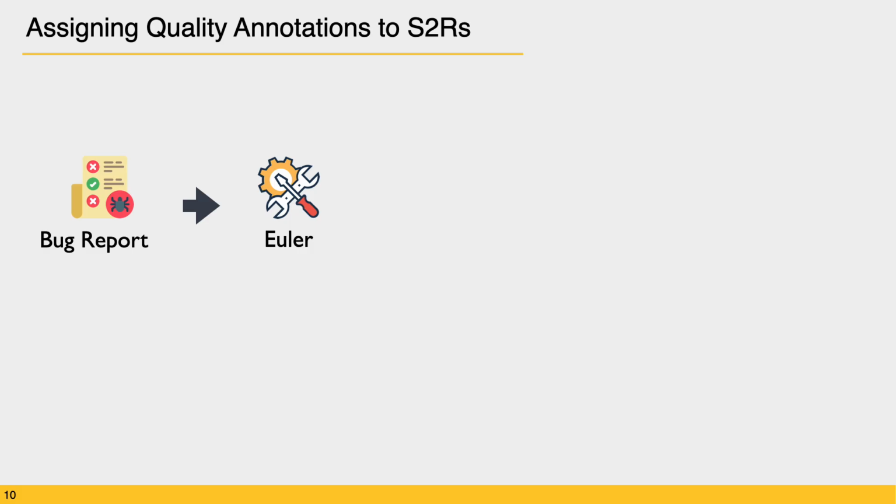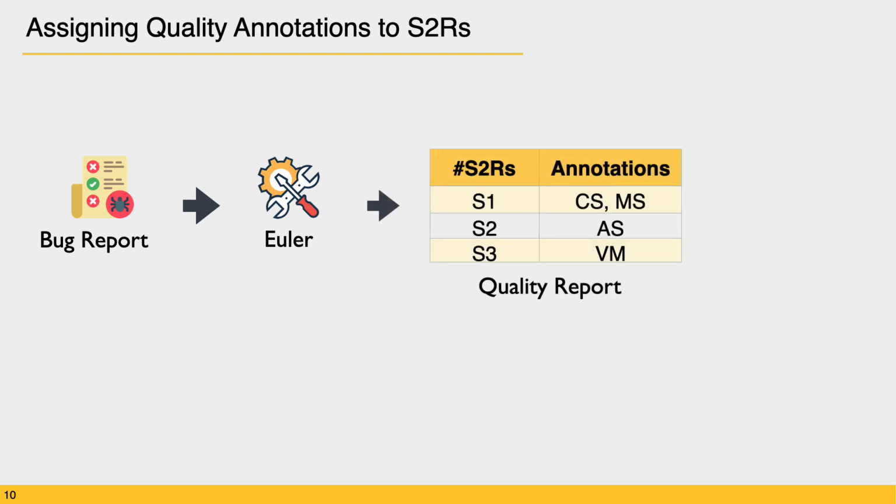This proposed approach is called Euler, which first takes a bug report and extracts all the STRs from the report. Then Euler maps the interactions described in steps to reproduce to programs and assigns different quality annotations to generate a quality report. This report is then sent again to the reporters as feedback. However, it uses traditional NLP techniques and fails to properly map STRs to GUI interactions.